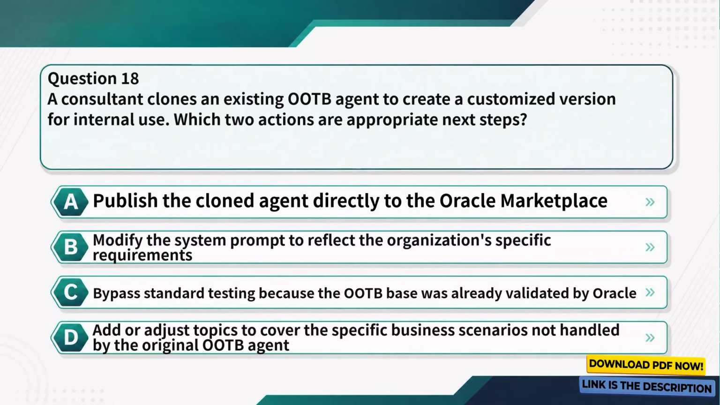Question 18. A consultant clones an existing OOTB agent to create a customized version for internal use. Which two actions are appropriate next steps? A. Publish the cloned agent directly to the Oracle Marketplace. B. Modify the system prompt to reflect the organization's specific requirements. C. Bypass standard testing because the OOTB base was already validated by Oracle. D. Add or adjust topics to cover the specific business scenarios not handled by the original OOTB agent.